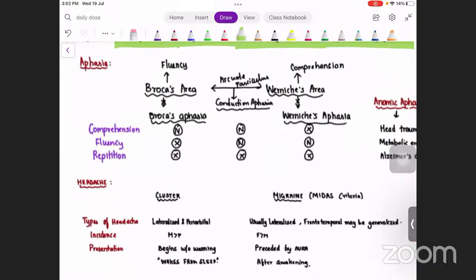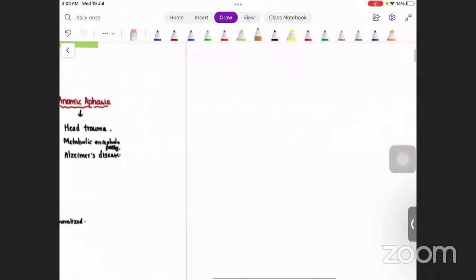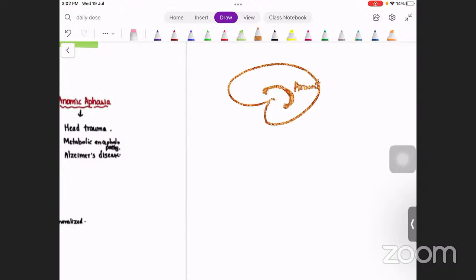Apart from that, aphasia, we are having 3 types of aphasia, people. One is from the Broca's area. We have the Broca's area, and then from the Broca's area to Wernicke's area, and the connection between Broca's area and Wernicke's area is mediated by the arcuate fasciculus. So here you have the Broca's area to Wernicke's area connection, which is mediated by your arcuate fasciculus.